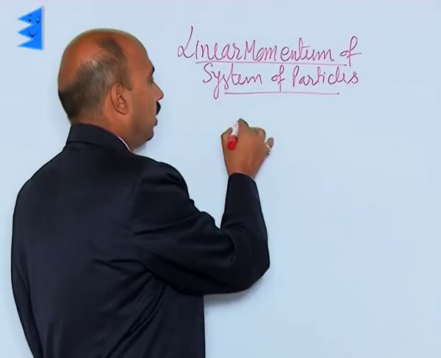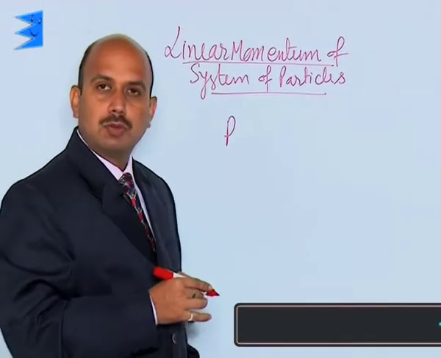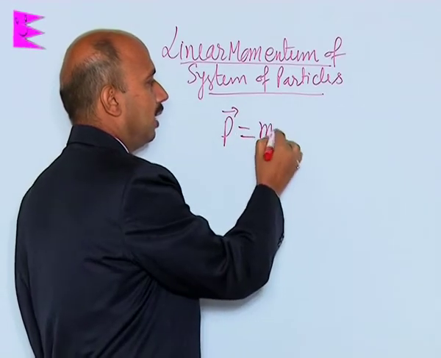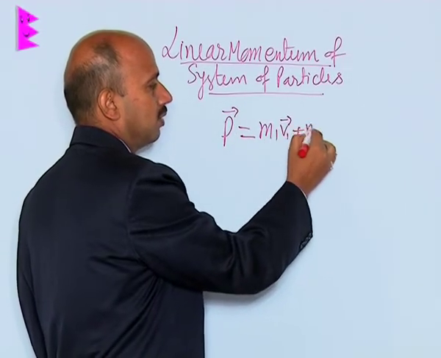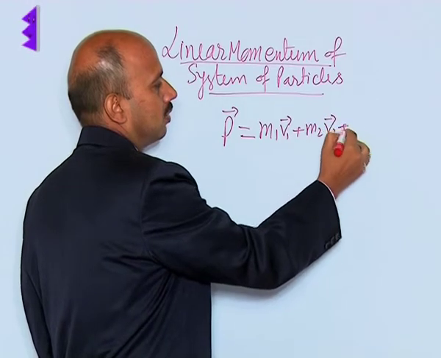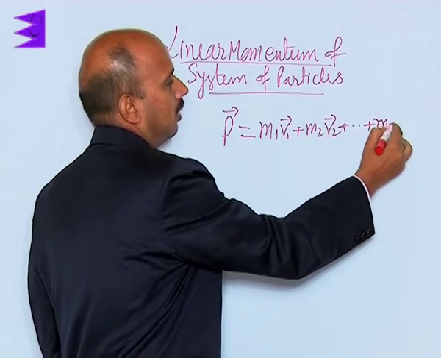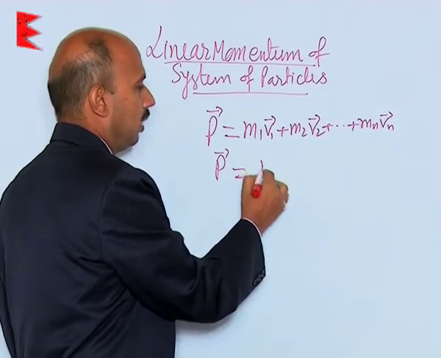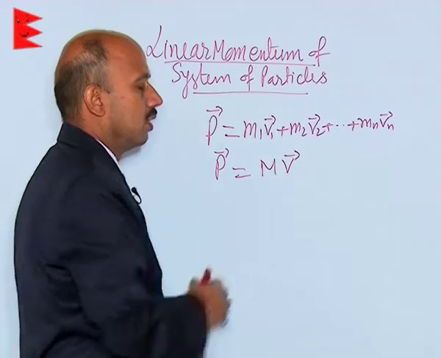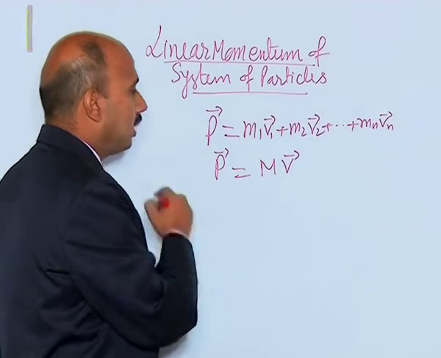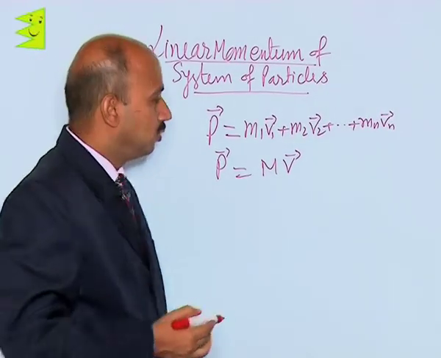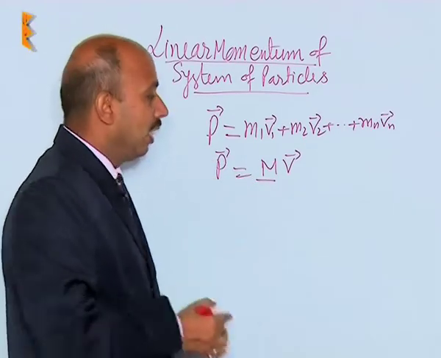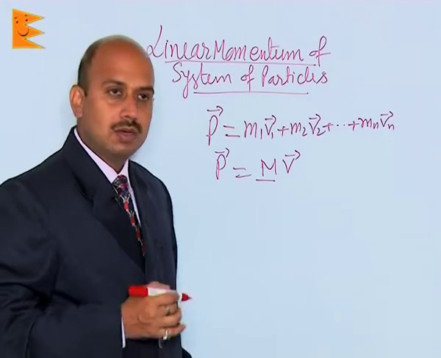See here, the total linear momentum of the system of particles is P equal to m1 v1 plus m2 v2 plus ... mn vn, and this can be written as P equal to m into v. So, the total linear momentum of the system of particles is actually the product of the total mass of the system and the velocity of the center of mass.